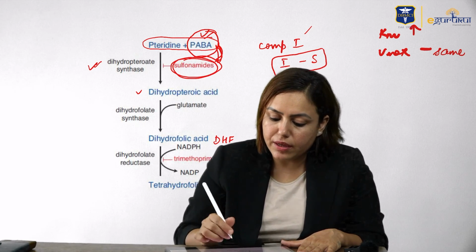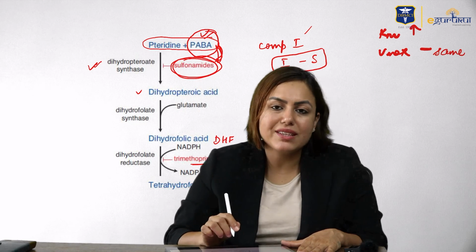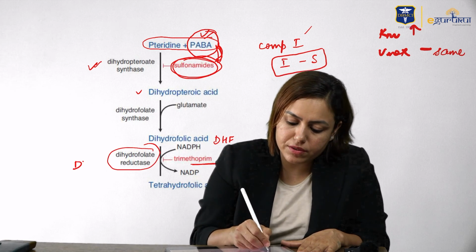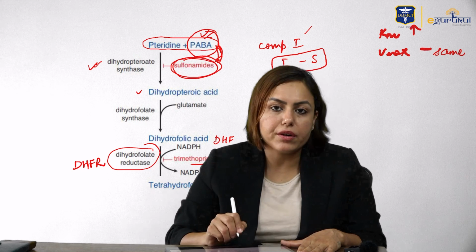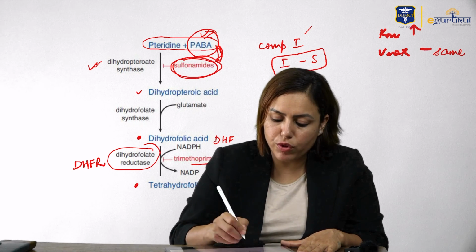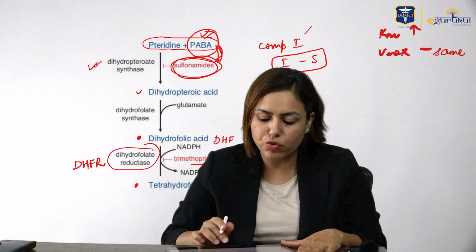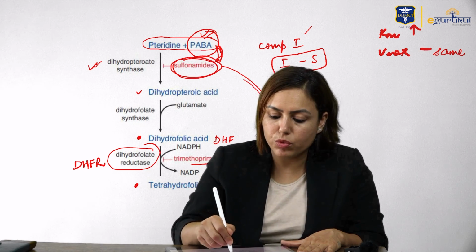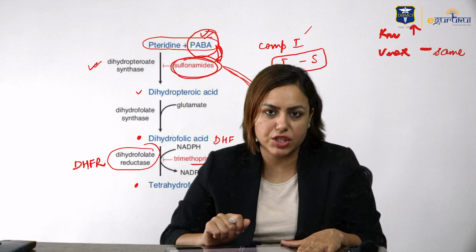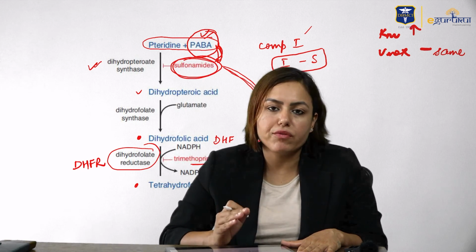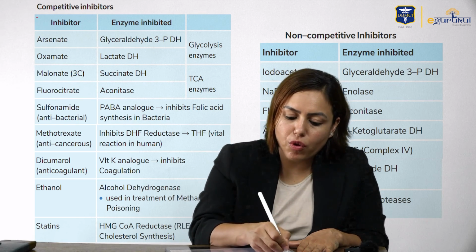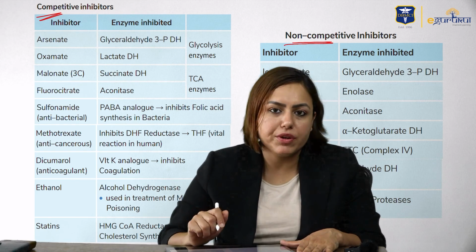Okay. Then trimethoprim is antifolate. It inhibits dihydrofolate reductase, which converts dihydrofolate to tetrahydrofolate, right? So trimethoprim inhibits here, sulfonamide inhibit here, so they both are given in combination as antibacterial, and this is competitive inhibition. Now let's quickly do examples of competitive and non-competitive inhibitors.